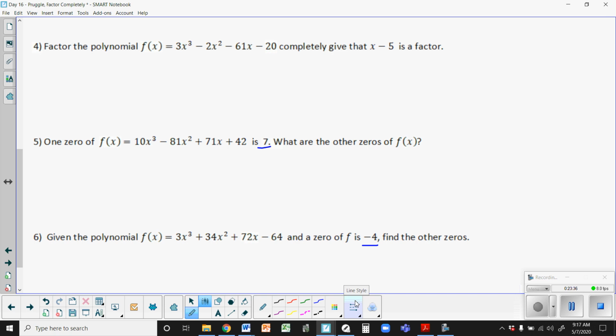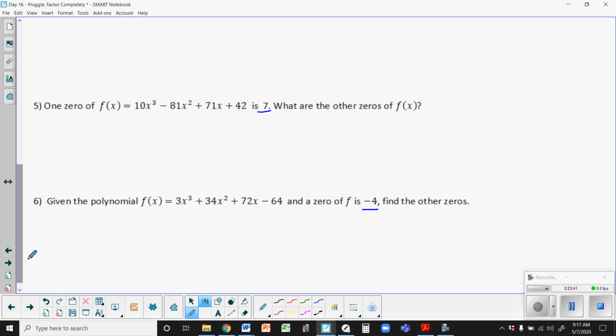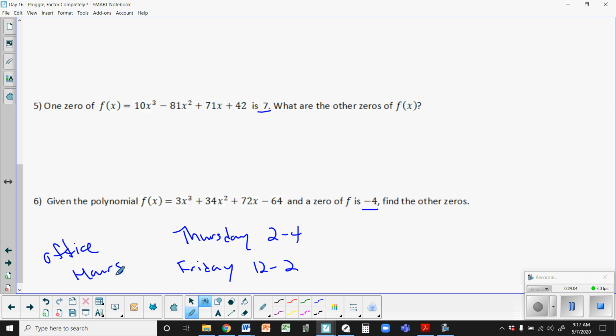Find the other zeros. All right, so if you have questions about the homework, either past assignments or today's assignment, remember, on Thursday, there's office hours from 2 to 4. On Friday, there's office hours from 12 to 2. So if you have questions, make sure you're coming to office hours. Even if you want to just check in and say things are going great, that's fine as well.